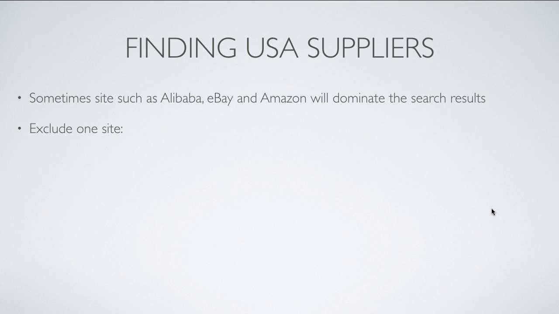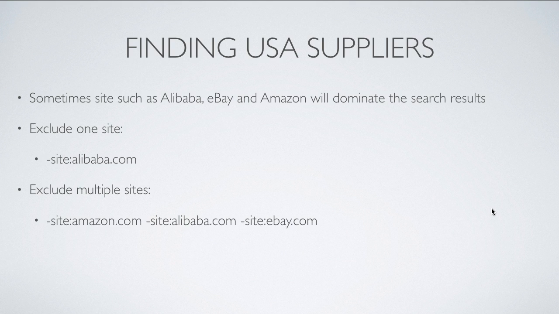So to do that, if you wanted to exclude one site, let's say Alibaba, all you would do is put this sort of text in the search bar after your search. Okay, so you're going to put minus site colon alibaba.com. If you wanted to exclude multiple sites, you would do almost the same thing, except you would put a space between each of these texts. So minus site colon amazon.com space minus site colon alibaba.com, and so on and so forth. And you can do this for as many sites as you want, for whatever sites you want to exclude from the search results on Google.